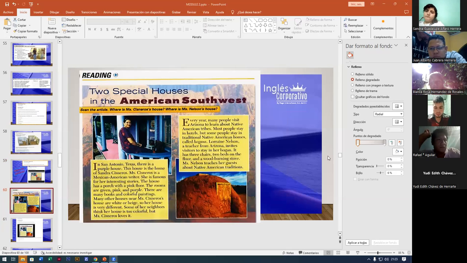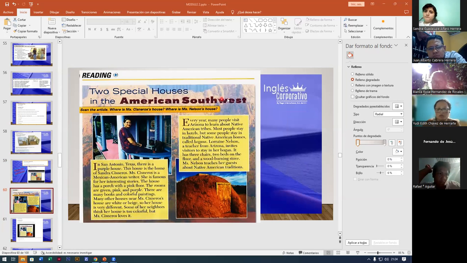Two different houses, different characteristics. Let's check here. Now we have the text. I'm going to read it and then we check some characteristics there. Let's start. It says two special houses in the American Southwest. In San Antonio, Texas, there is a purple house.